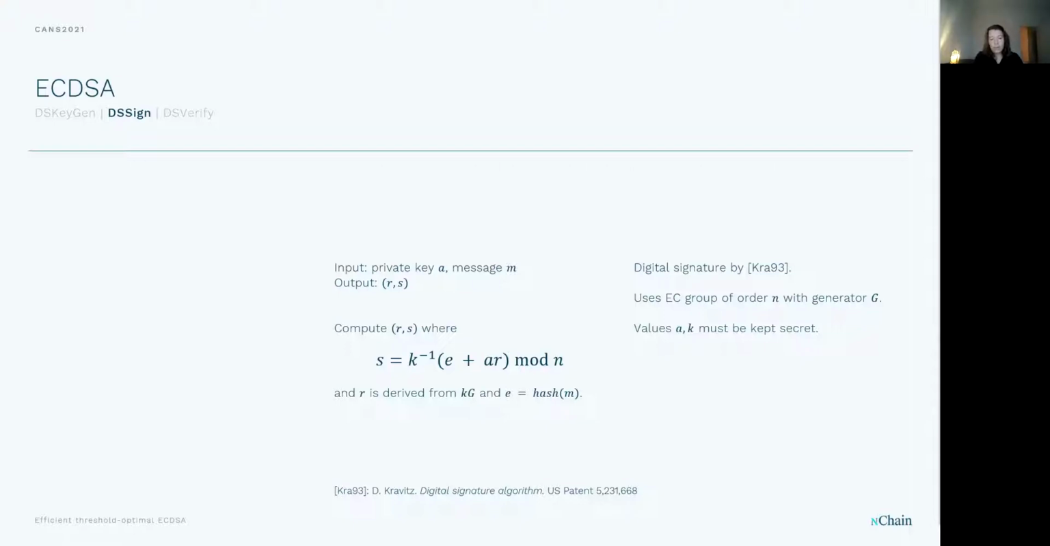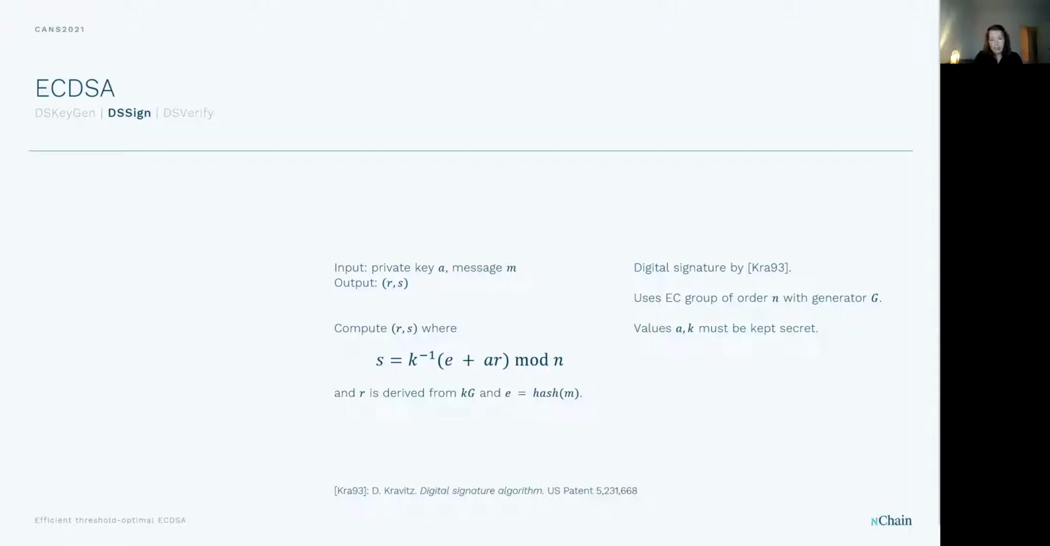So what the signing protocol for ECDSA does is it simply computes these two values. It does that by first randomly generating a value K, and then finding R from K times G, where G is the generator of an elliptic curve group.